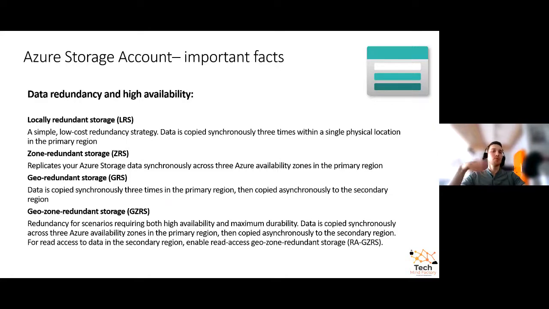The Geo-Zone Redundant Storage, that's something that is really recommended for high availability and maximum durability. The data is copied across 3 Azure availability zones in the primary region, then is copied asynchronously to the secondary region. And for read access to data in the secondary region, we can enable read access Geo-Zone Redundant Storage. So it means that we can copy the data to the second region, and then we can also access this data in the second region.